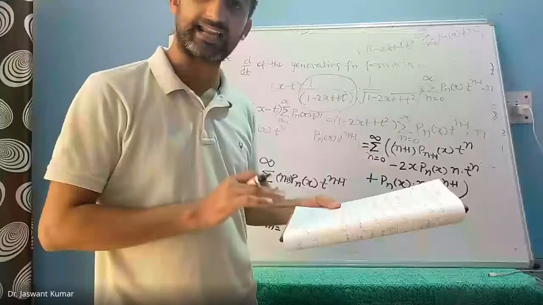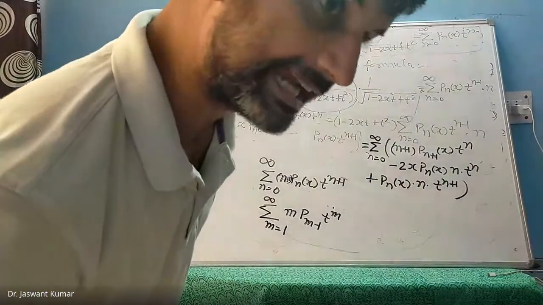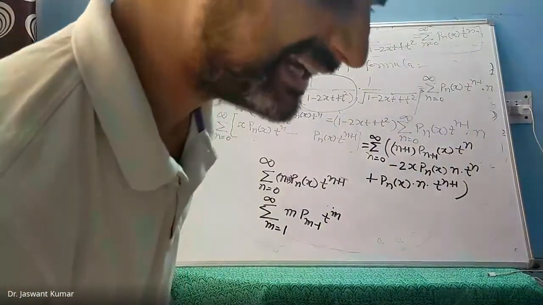Sir, when we are taking the series from 1 to infinity for m, then why have you also written the same in another expression from m equal to 0? Sorry, the same for m from 0 to infinity, right? Yes, sir, in another expression.